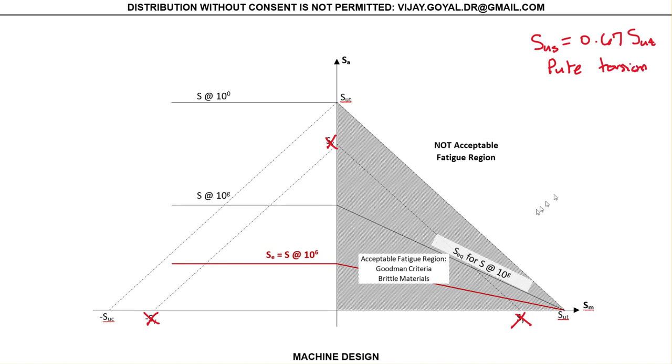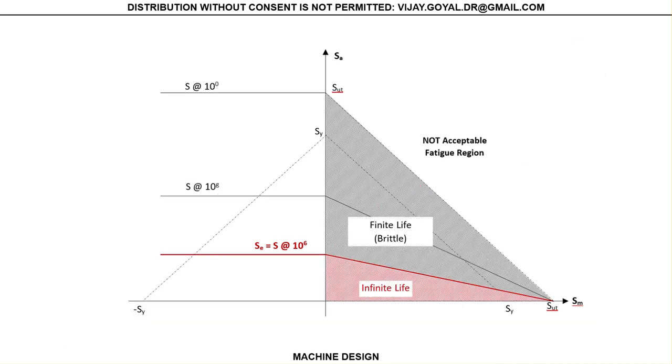So what you want to do here, again, anything above this line is finite life. Your fatigue factor of safety is 1. This is not the acceptable region. This is actually acceptable. This is infinite life down here. And this is what your diagram actually looks like, infinite life and finite life. This is not the acceptable region.